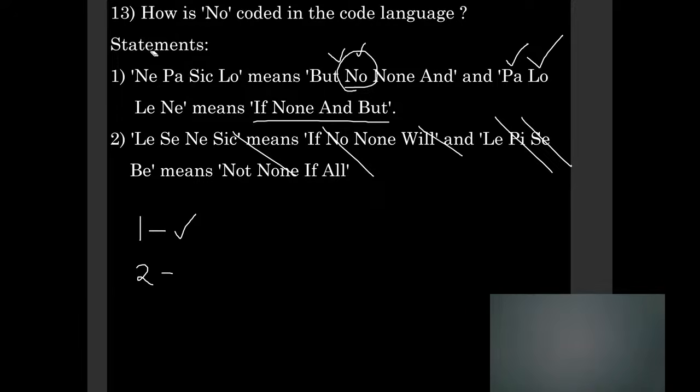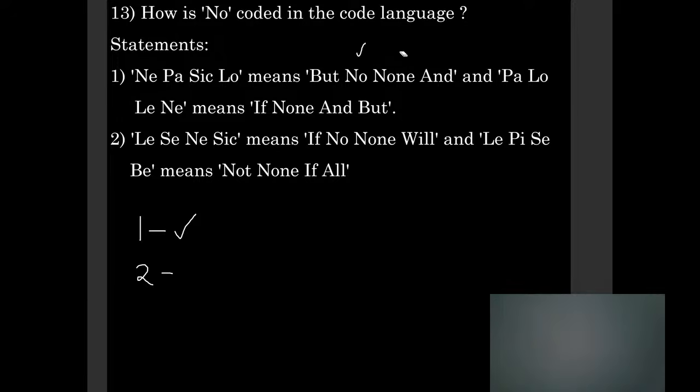Second statement means you should not consider the first statement. Okay, you should not consider the first statement. You should take the second statement alone. So with the second statement alone, you should get the code for no. We should get the code for no.